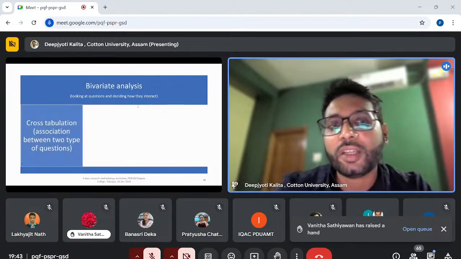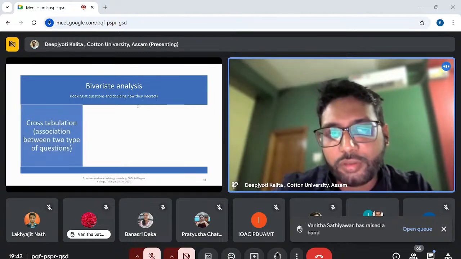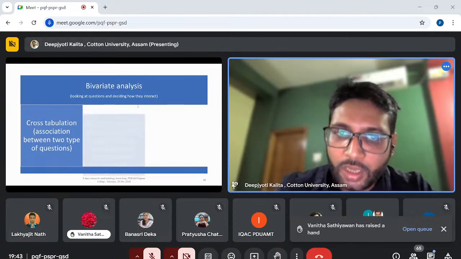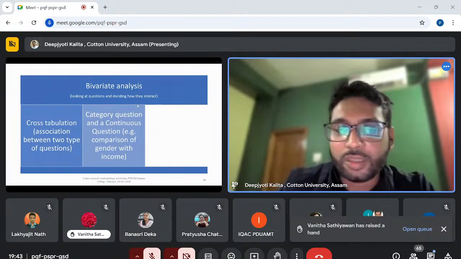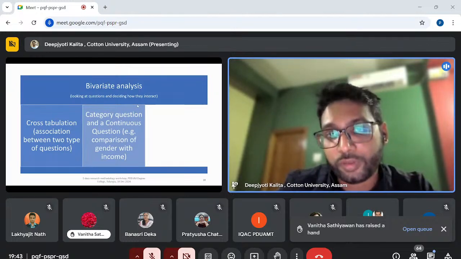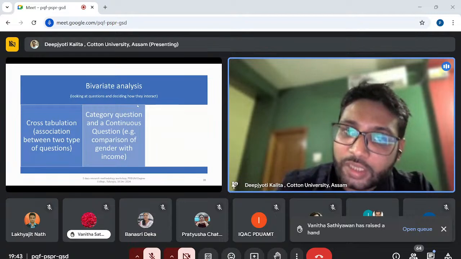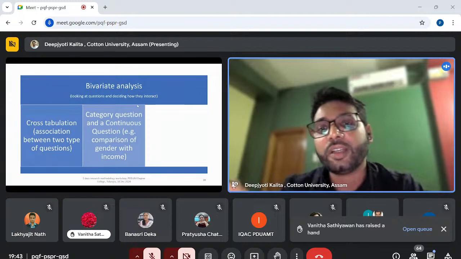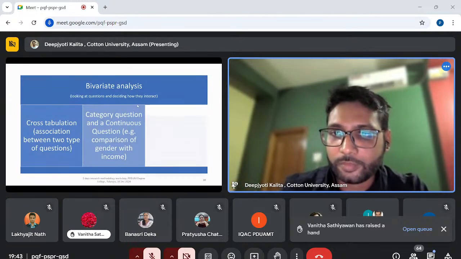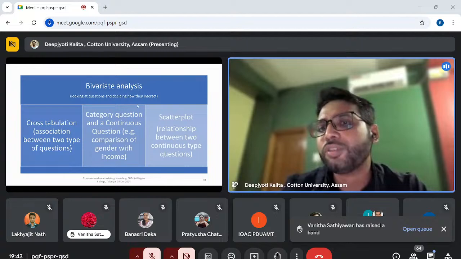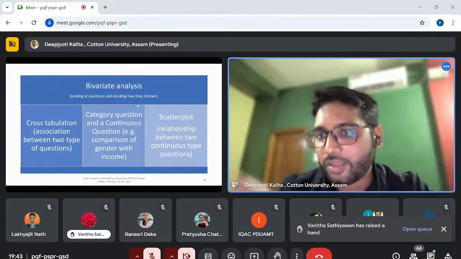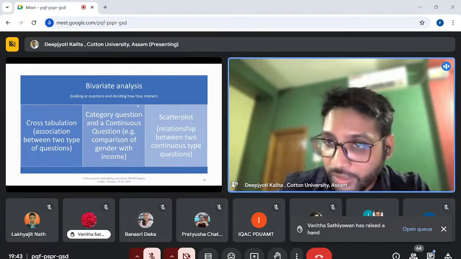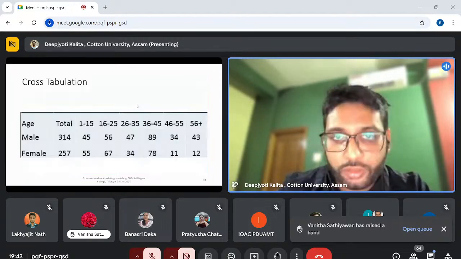One way of doing bivariate analysis is through cross tabulation, the association between two types of questions. I will give an example of this cross tabulation. Another method relates a category question and a continuous question, like a comparison of gender with income. We can do scatter plot analysis also, for the relationship between two continuous questions, like understanding correlation and doing regression analysis. So what is cross tabulation?